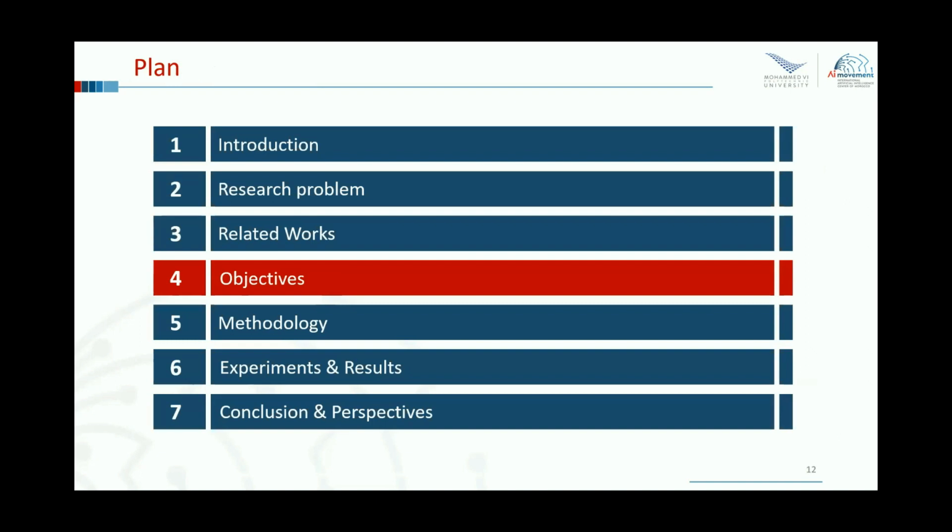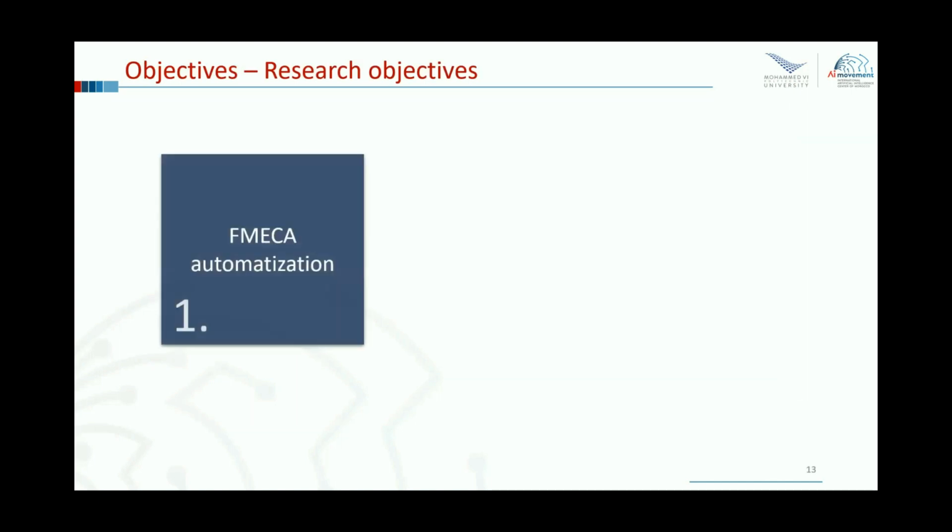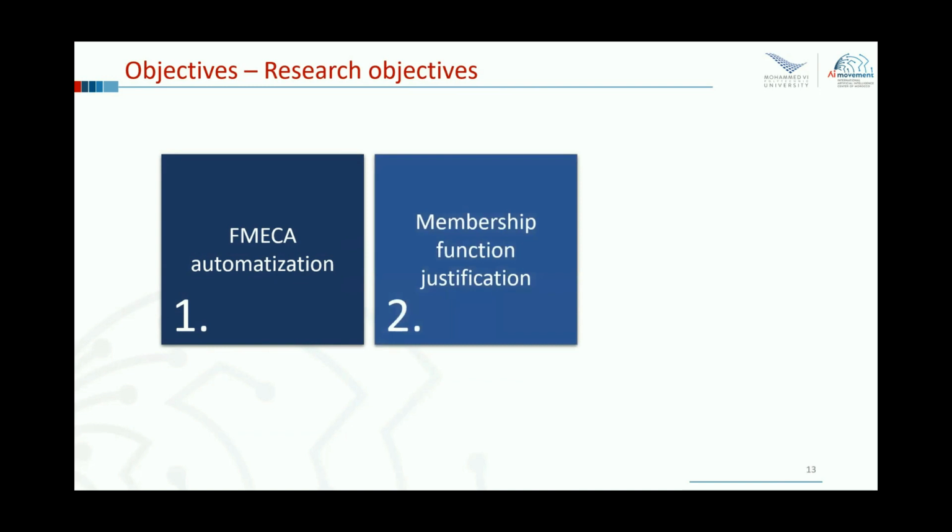These limits have led us to define our objectives that can be represented in research objectives and industrial objectives. So the research objectives are, first, we are aiming to automatize the FMECA approach to save time. The second objective concerns the fuzzy logic tool, aiming to overcome the issue of what membership function type is suitable to use. And finally, optimize and generate fuzzy logic rules.